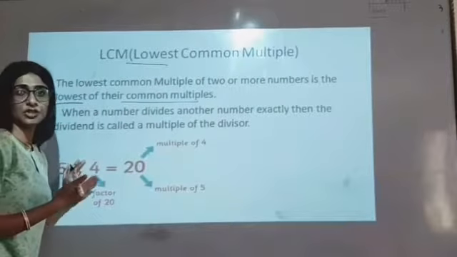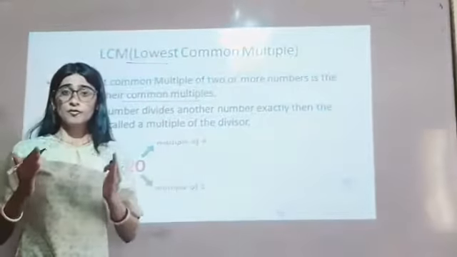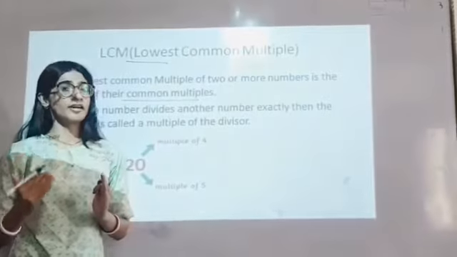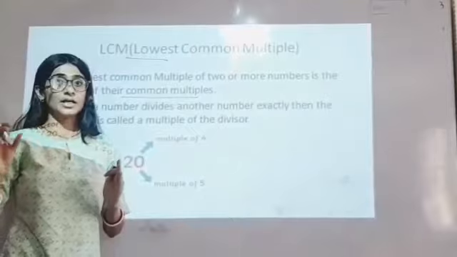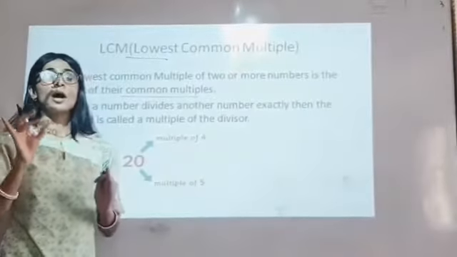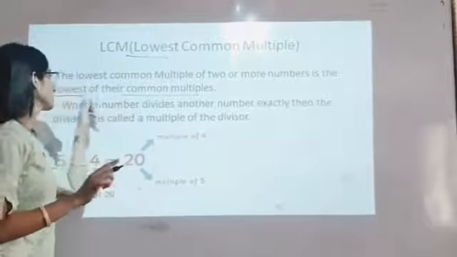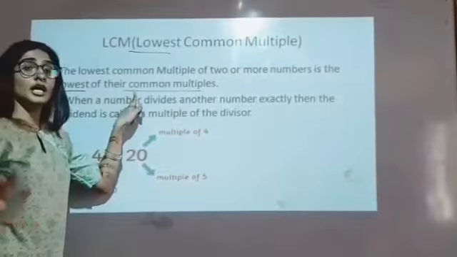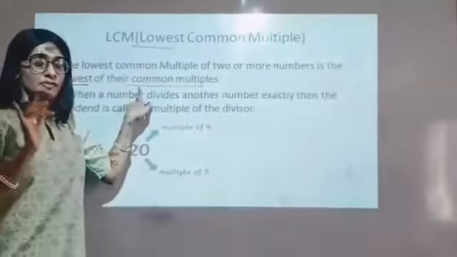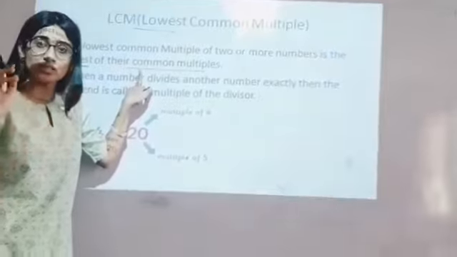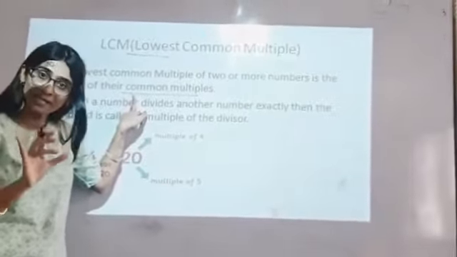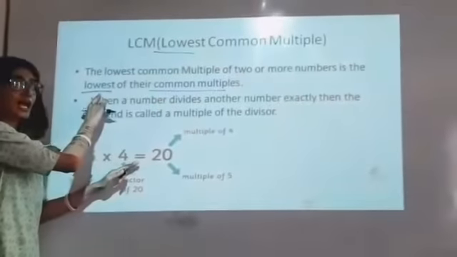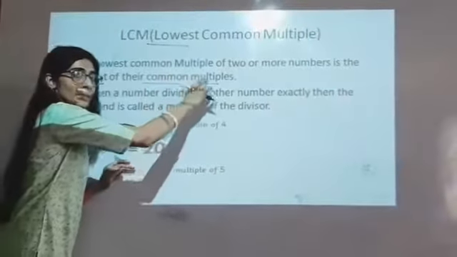So by the definition only you can easily understand, to find the LCM of given numbers you have to first find their multiples. Now among those multiples you have to find which is the lowest of their common multiples. First of all you have to find the multiples of each of the given numbers, then you have to find the common multiples, and then you have to find the lowest common multiple.